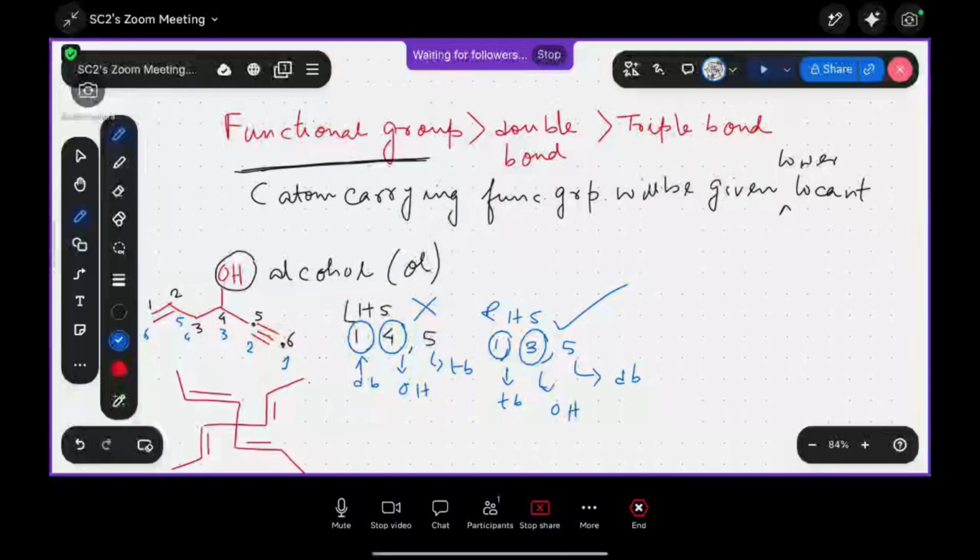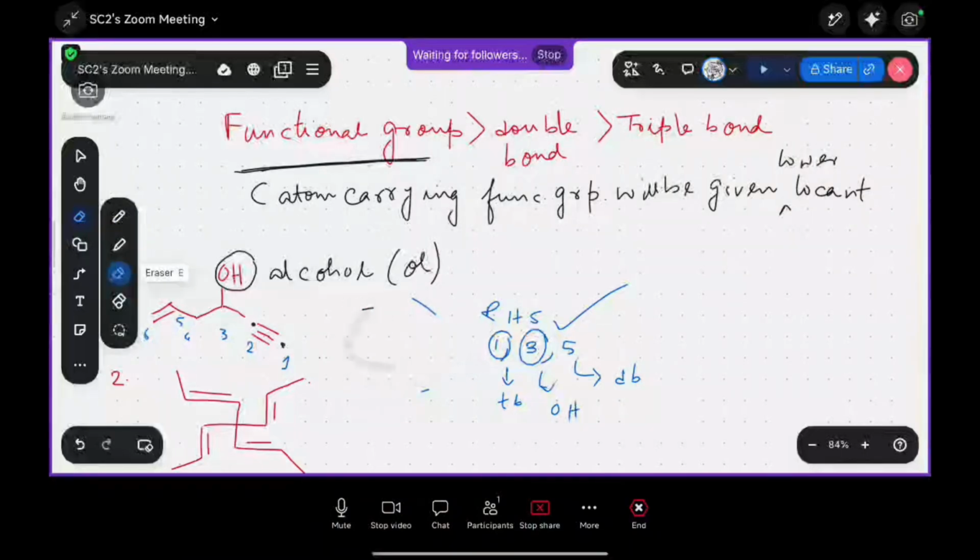That means the right hand side numbering, in which the carbon atom having OH gets the third locant. According to the right hand side numbering, the carbon atom carrying the OH functional group gets the lower locant. That means the correct numbering is right hand side. The left hand side numbering is wrong. The left hand side numbering is to be omitted.